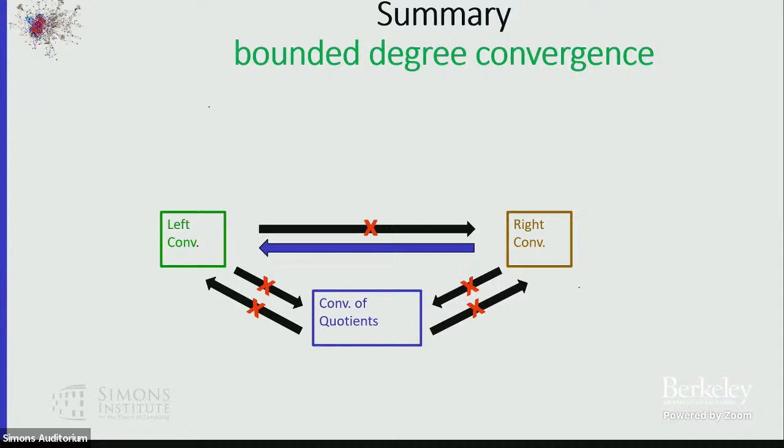But it does not imply, for example, convergence of, I call this quotients. I should have said multi-way cuts. Quotient is an even generalization of that, or a different framing. So it does not imply convergence of multi-way cuts. And there are easy examples.